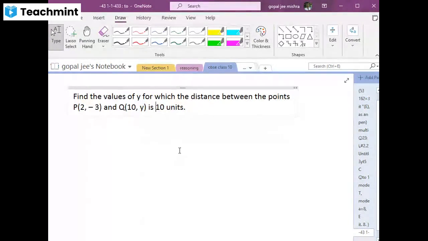In practical life, yes, we can use it for determining maps in which we have been given that 1 unit equals 1 centimeter. Okay, map is very good. Any other example?